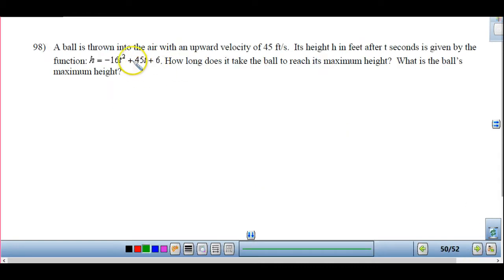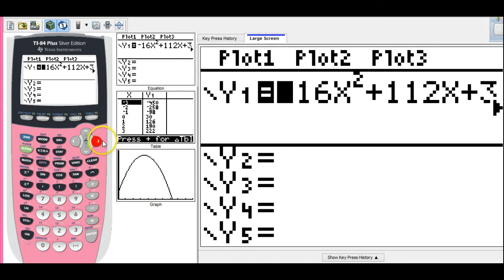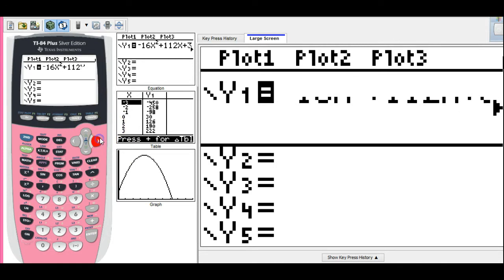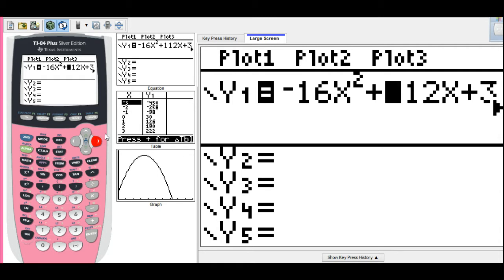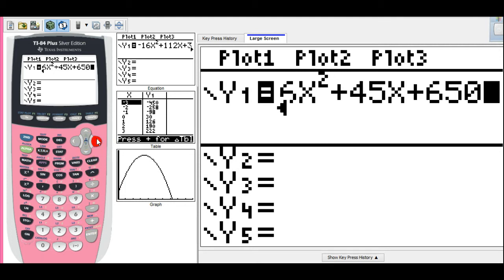All right, another ball thrown one. We've got negative 16t squared plus 45t plus 6. So we punch this in, negative 16x squared plus, what is it, 45? Yep, 45t plus 65. And then we want to get rid of that 0 there on the end.